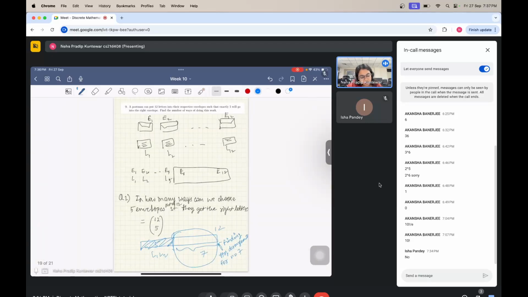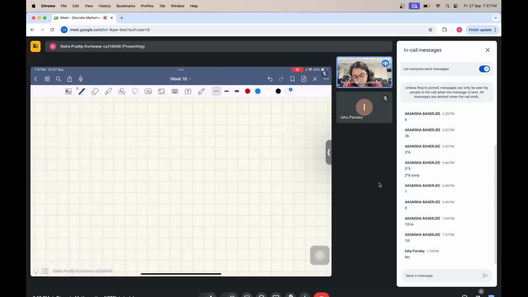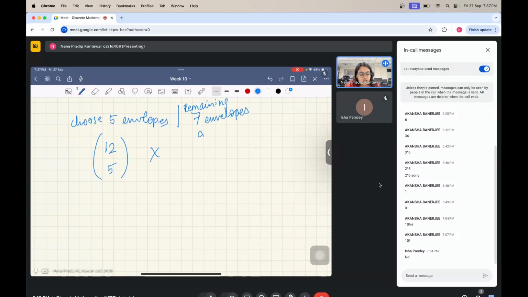So the total number of ways in which you can do that is, you just multiply both the answers. First you choose your 5 envelopes. That can be done in 12 choose 5 ways. And once you've done with that, for the remaining 7 envelopes, you are just counting the number of derangements.